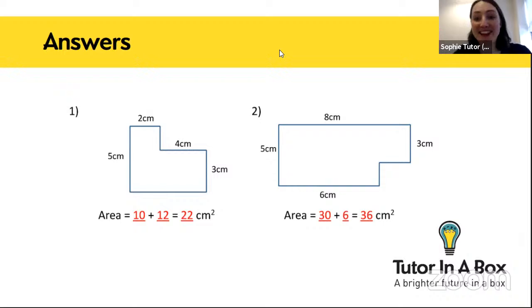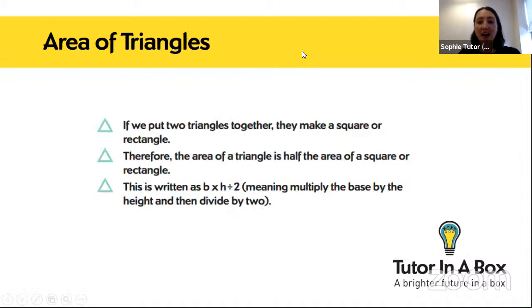So that's fine. Now we're going to look at shapes and areas that are not squares or rectangles. We're going to look in particular at area of triangles. And the really neat thing about triangles is they make squares.